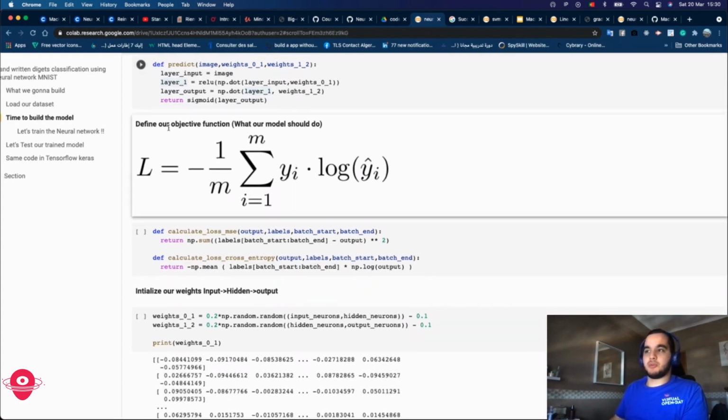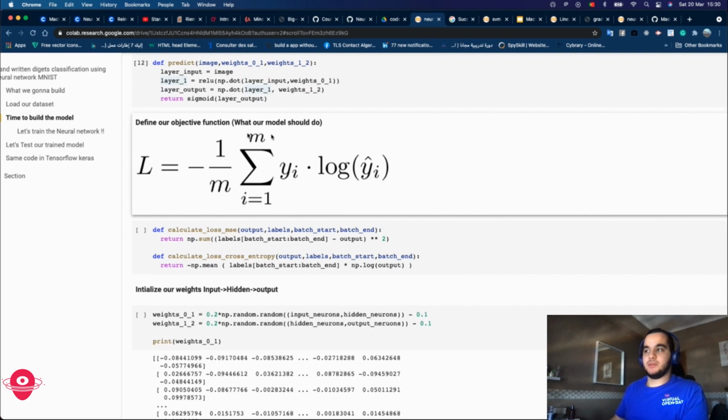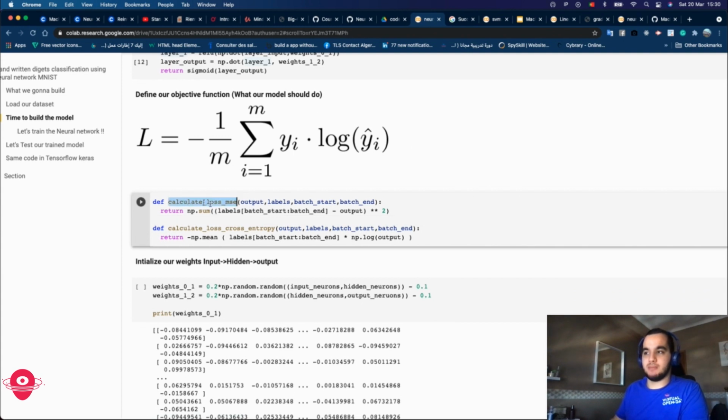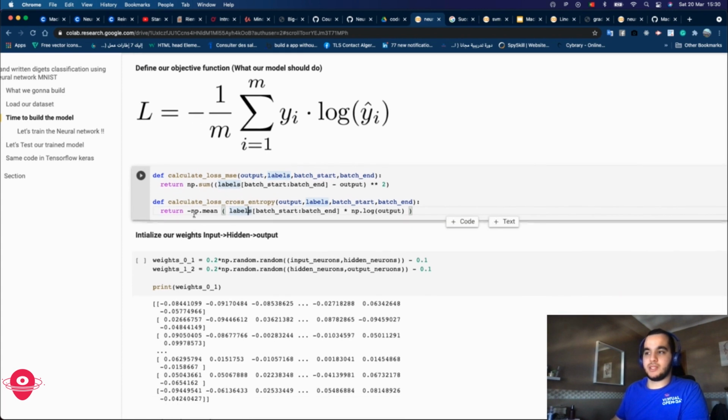So we talked about cross entropy. This is its formula, basically. This is how you define the difference between the probability distributions. It's going to be the negative mean of y multiplied by the log of the predicted y. If you define it in code, like the mean square error we talked about before, you just call the numpy.mean function with a negative, of course, and you pass the labels that you are training on and the actual output that you have.